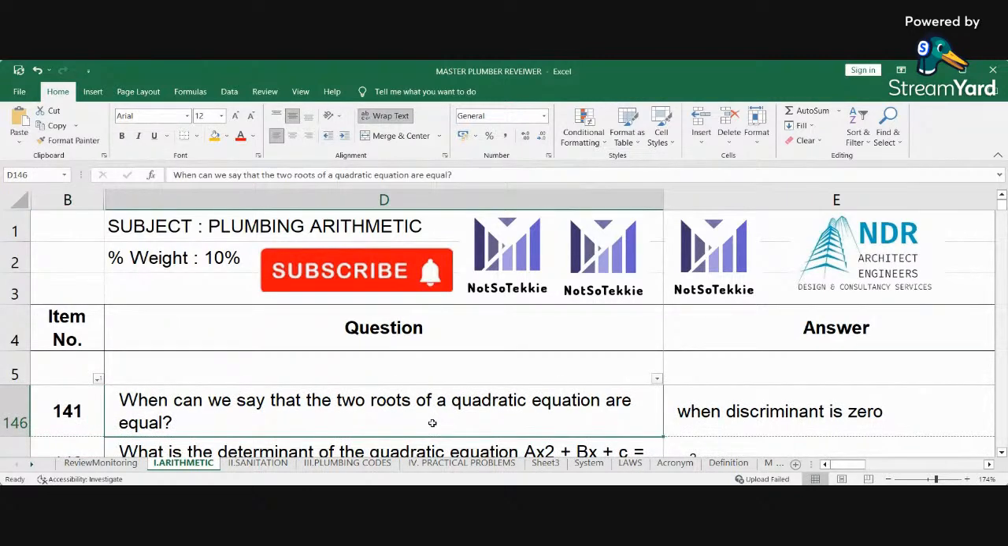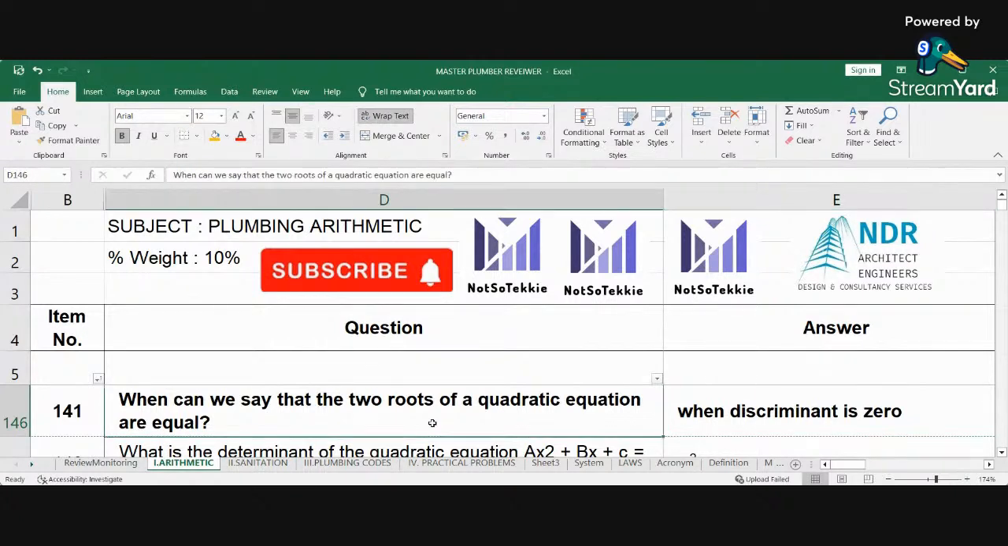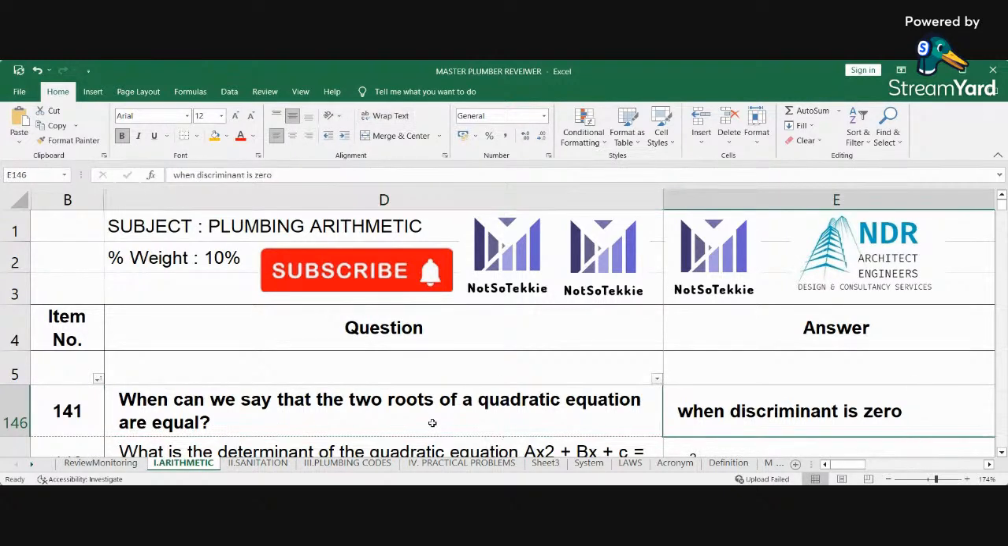141. When can we say that the two roots of a quadratic equation are equal? The answer is when the discriminant is 0. When can we say that the two roots of a quadratic equation are equal? The answer is when the discriminant is 0.